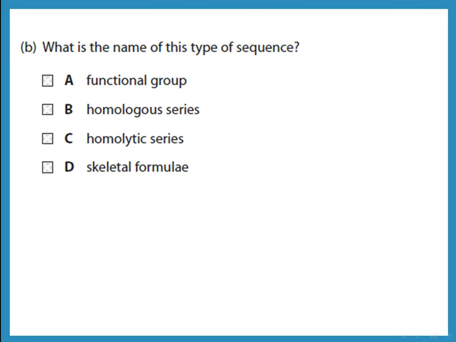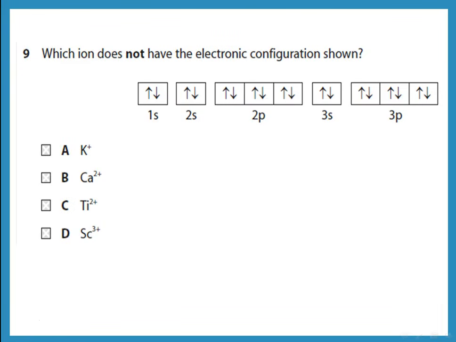What is the name of this type of sequence? Having a group of organic compounds having the same functional group and the same general formula, this is called a homologous series.